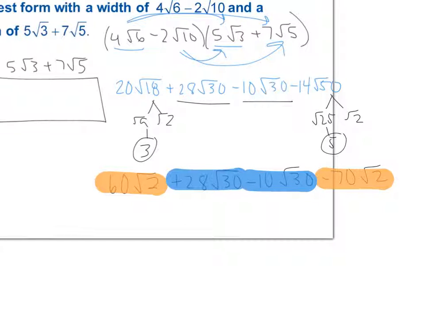So let's look. 60 square roots of 2 minus 70 square roots of 2 is negative 10 square roots of 2. And then 28 square roots of 30 minus 10 square roots of 30 is positive 18 square roots of 30. And now I look at my answer and see if I can simplify any more, and I cannot. I don't have any more like radicands, so I'll just make sure I label and say units squared, and that is my final answer.